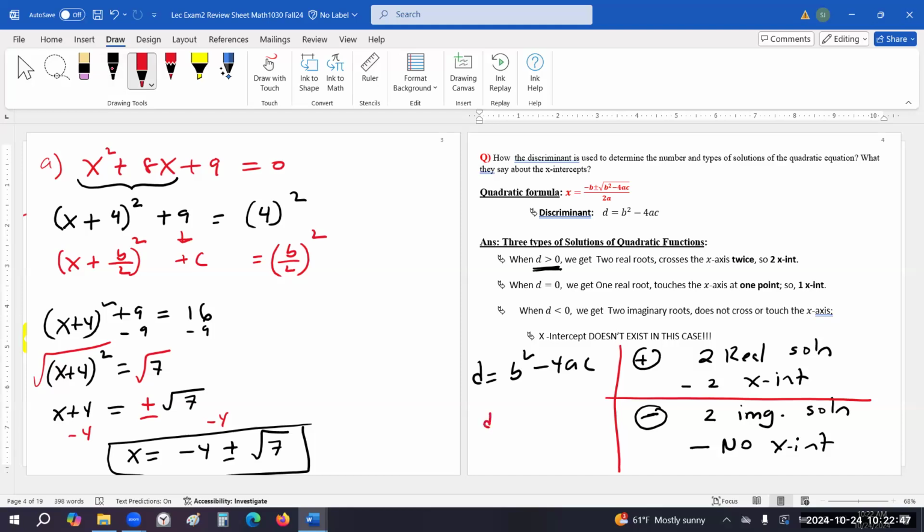And if you have a discriminant of 0, then it means you have one real solution. In other words, you have one x-intercept. I should put equal.